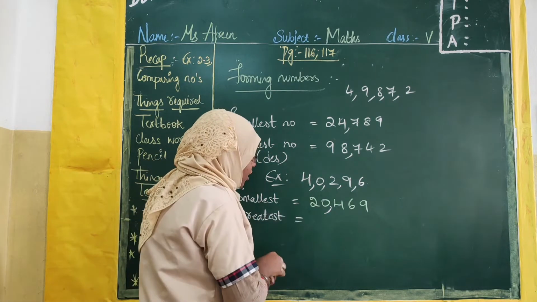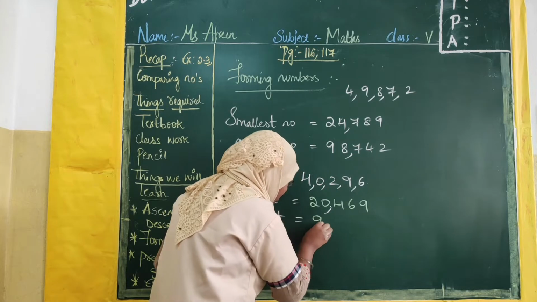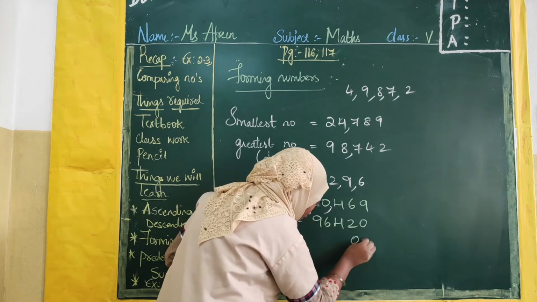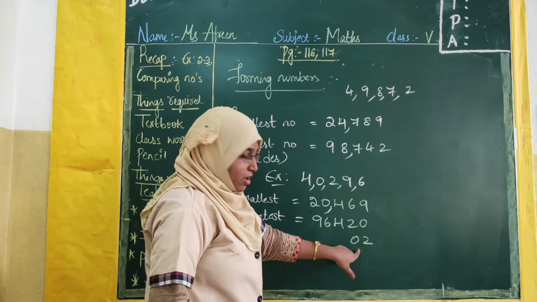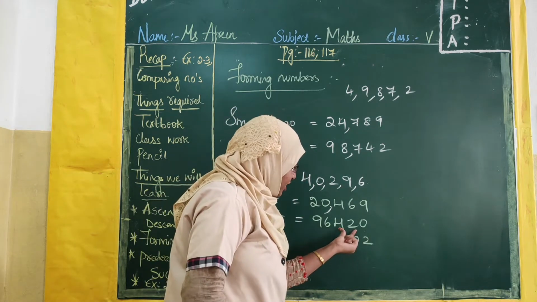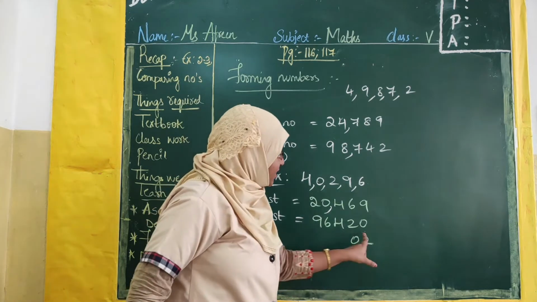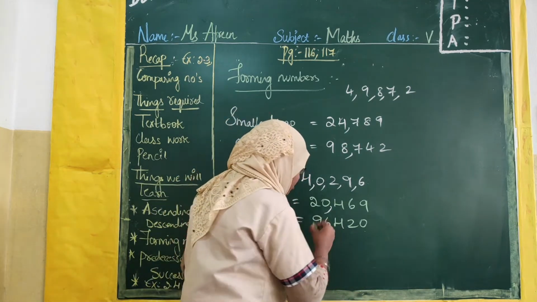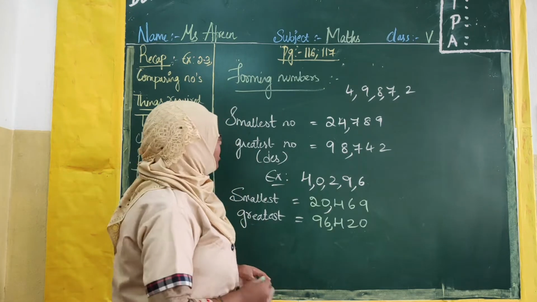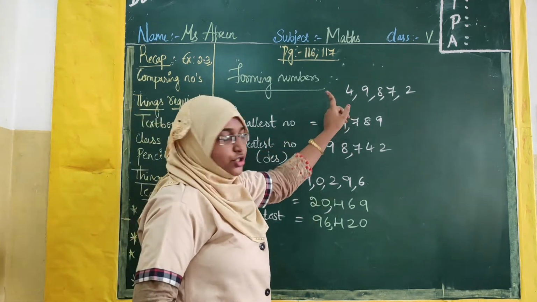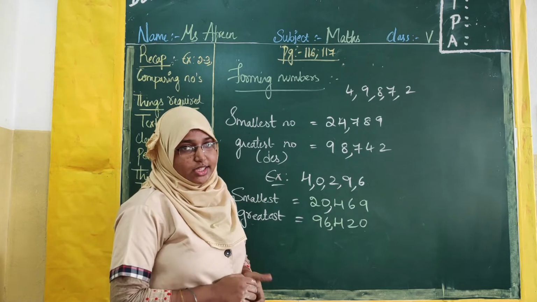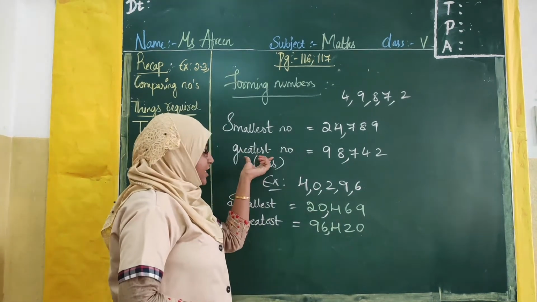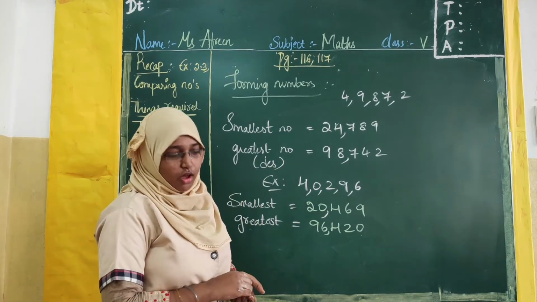If we want the greatest number, now we will write the same. That is 9, 6, 4, 2, 0. If you write 0, 2 here, it becomes 402. When you write 420, see, 420 is greater than 402. So we will write 0 at the right, that is the lowest place. So this is 96,420. Forming numbers: they will give the digits, and we should form the smallest and the greatest. When we write the smallest, we will follow ascending order. When we write the greatest number, we will follow descending order.